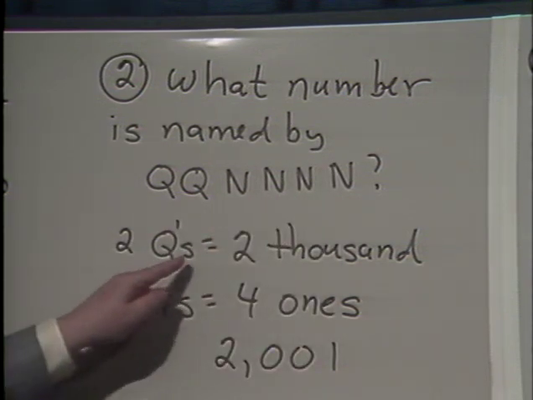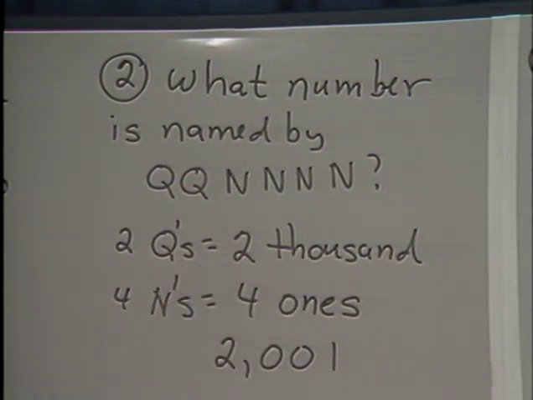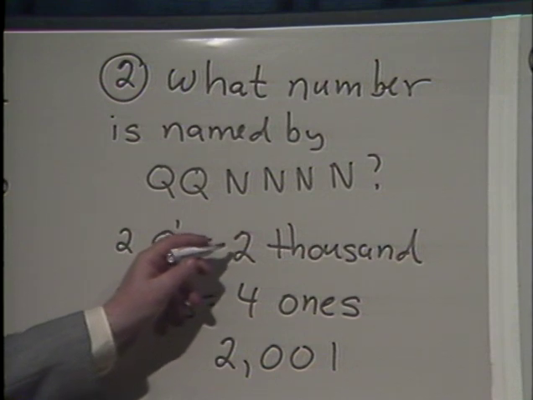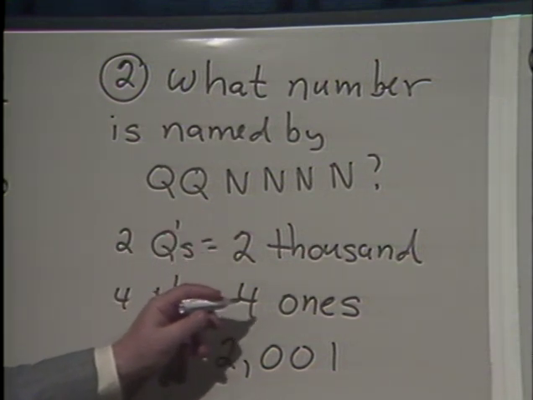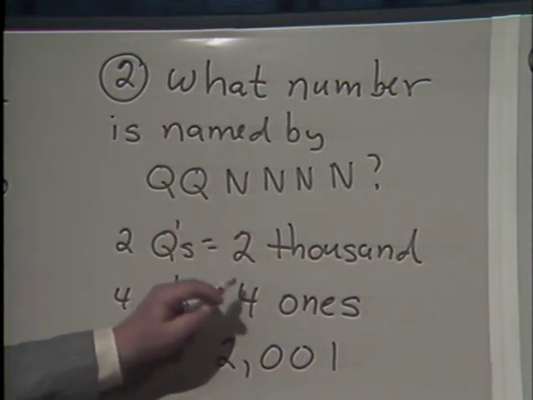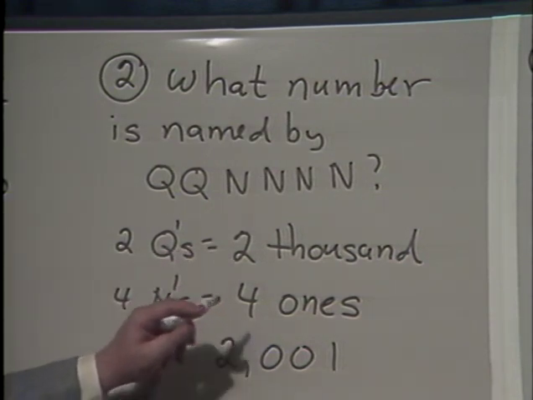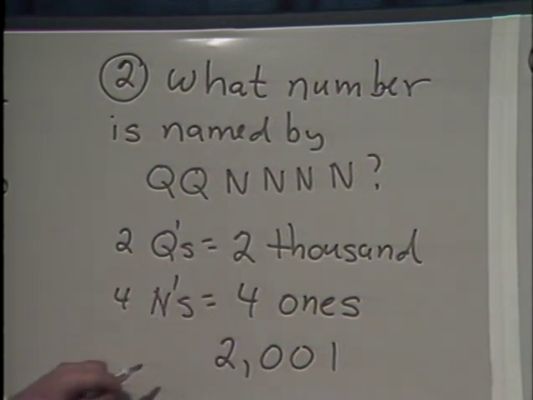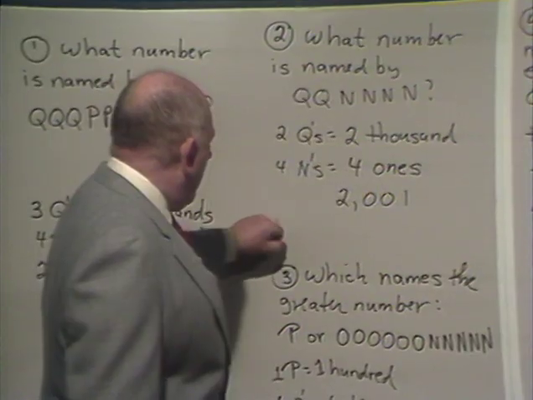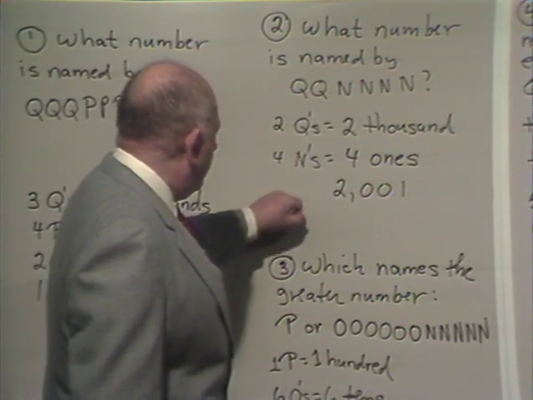But what do we have altogether? 2 Q's, which means 2,000s, and 4 N's, which stands for 4 ones. What do we have altogether? 2,000s and 4 ones. I don't have to put down that there are no P's and no O's here. In fact, if this were Roman numerals, how would we write it? 2,000 would be 2 M's.